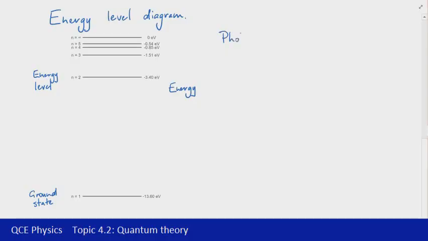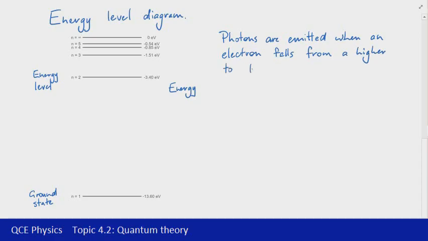Now, we mentioned in the previous video that photons are emitted when an electron falls from a higher to a lower energy level. And we're going to have a look at that scenario in a bit more detail. And we'll use a specific example, that being for the first one, really.